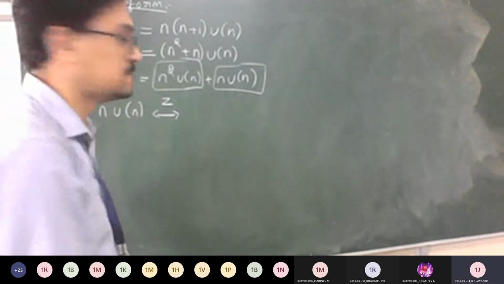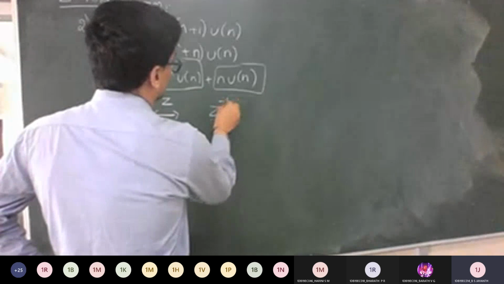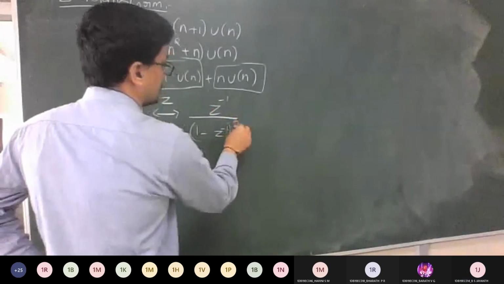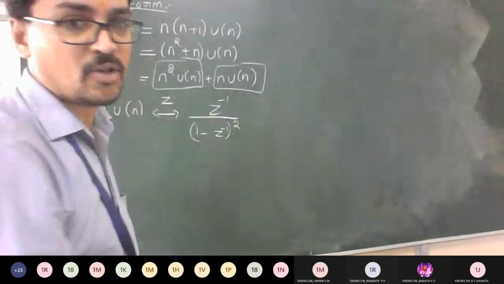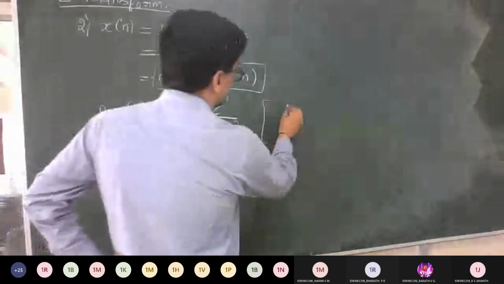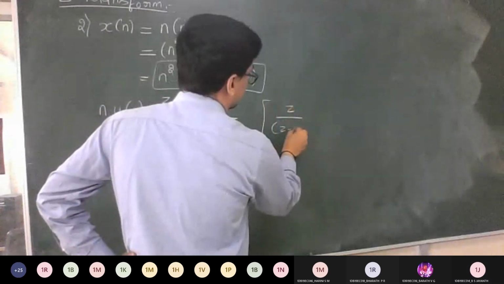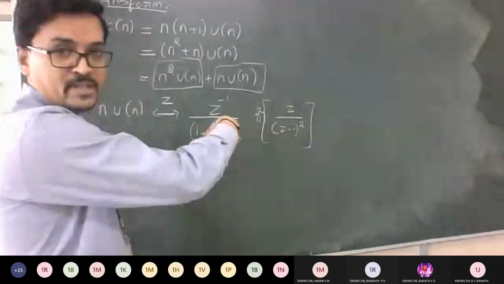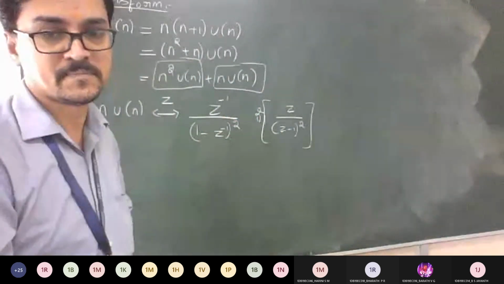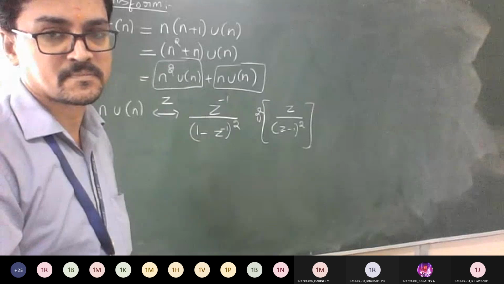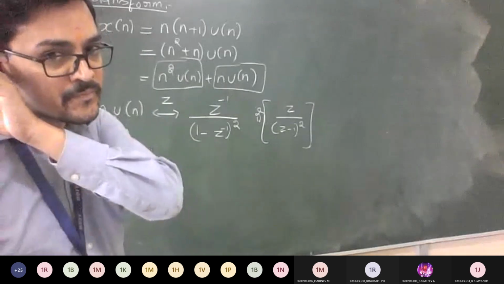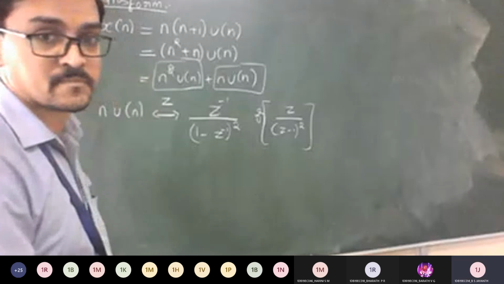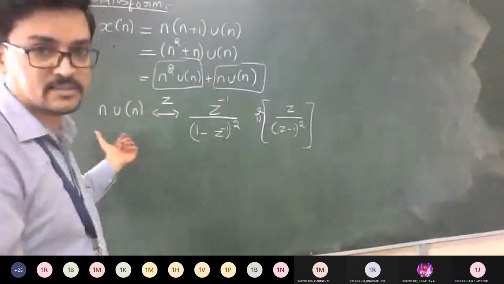Z inverse divided by 1 minus Z inverse the whole square. Good. Or I can write this as Z divided by Z minus 1 whole square also. So both are the same. Is it fine, everyone? Yes, sir. See, this you have solved, nothing new.